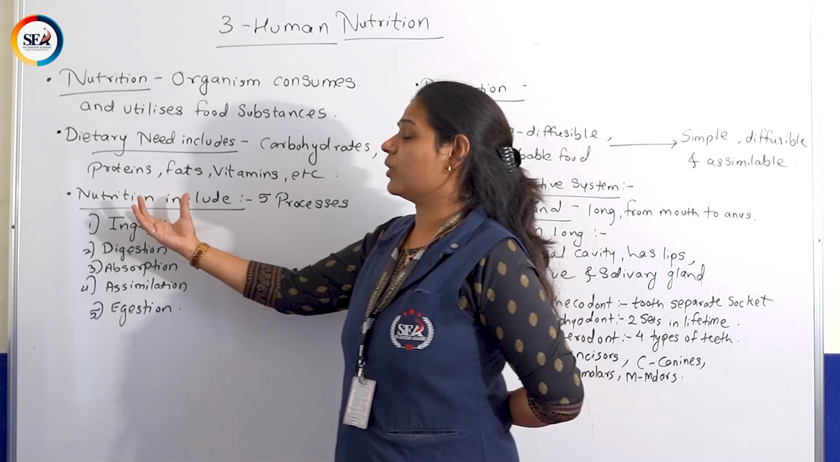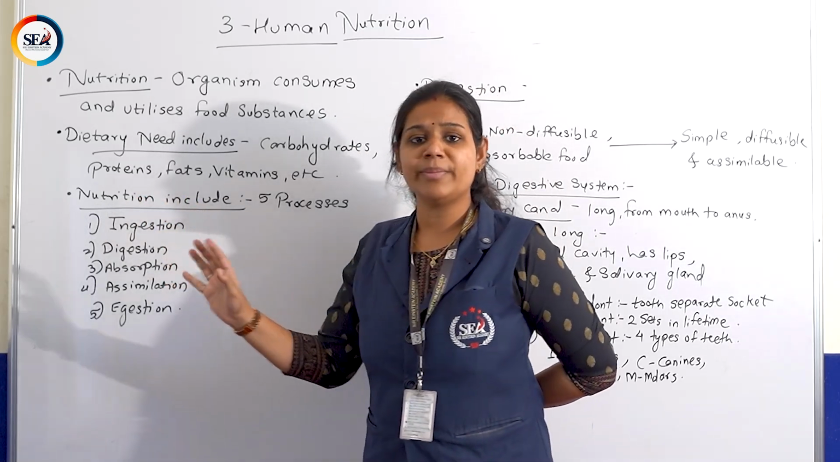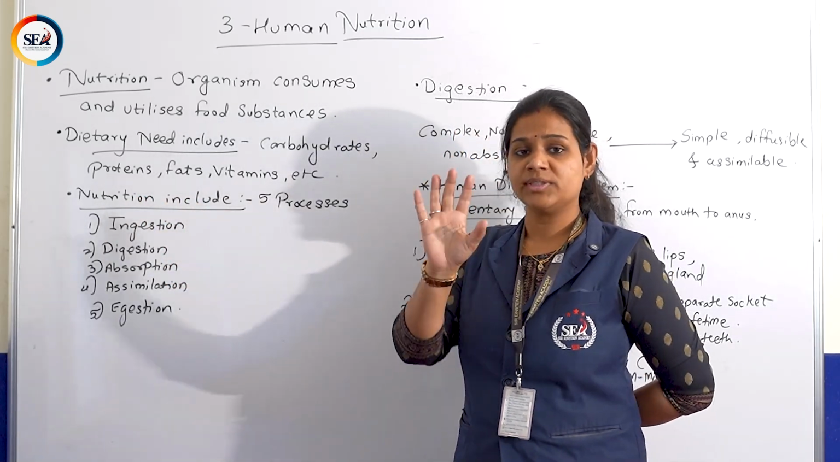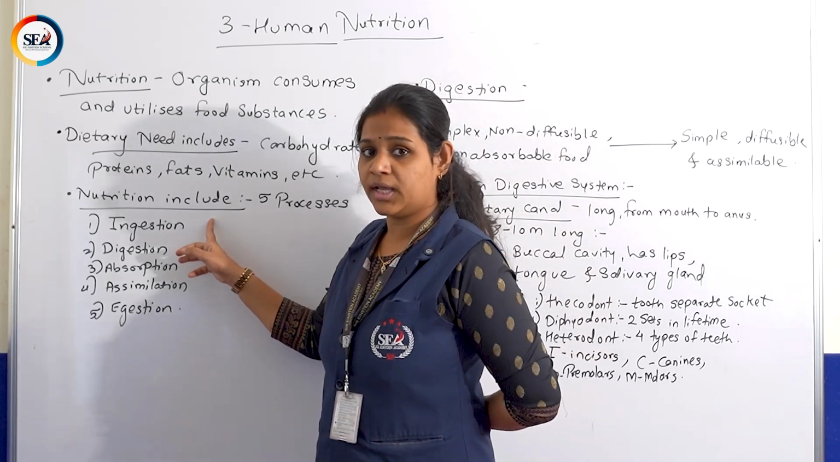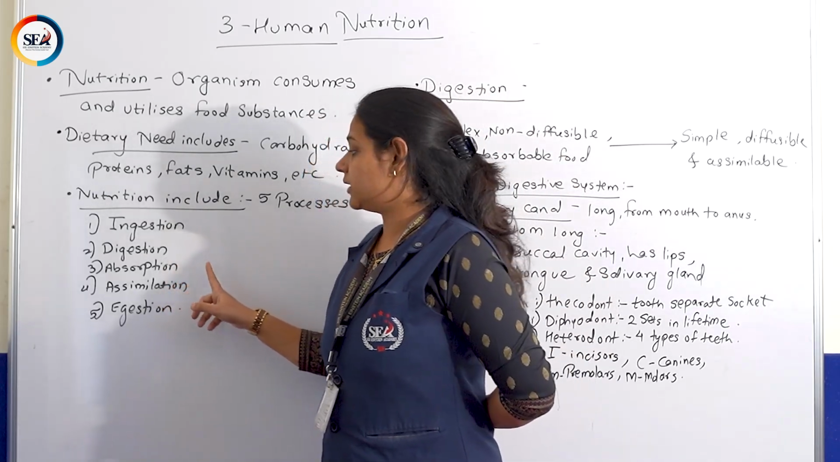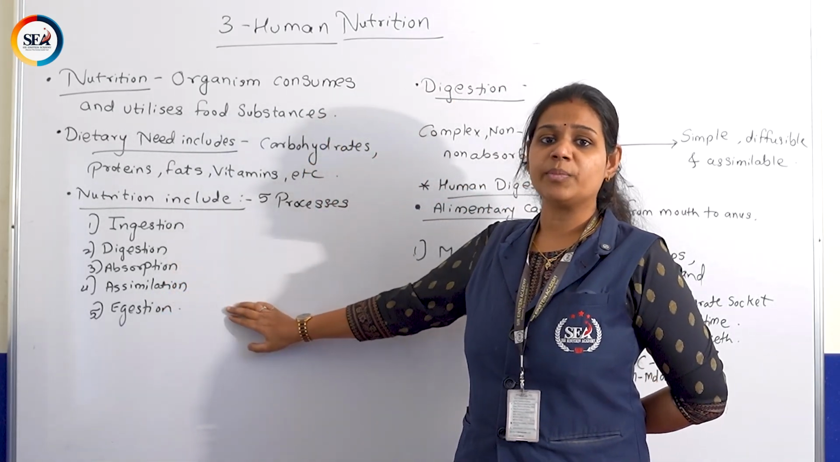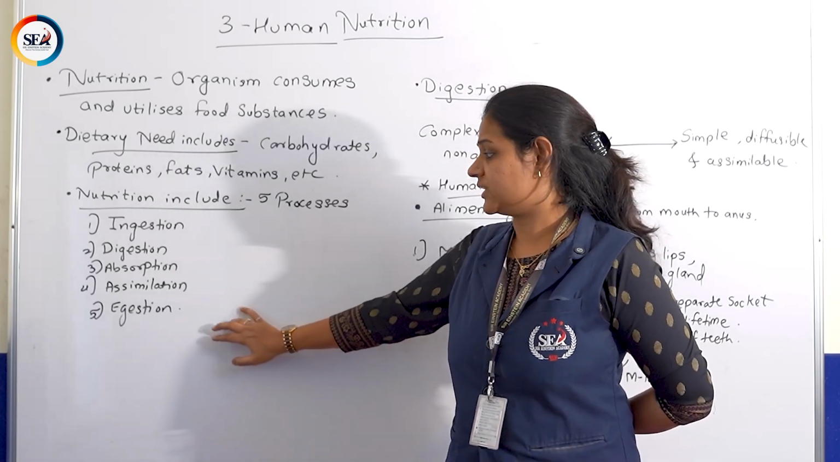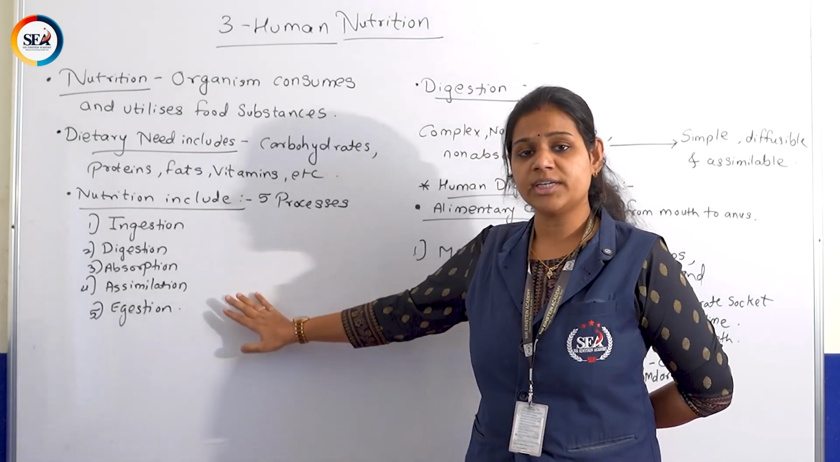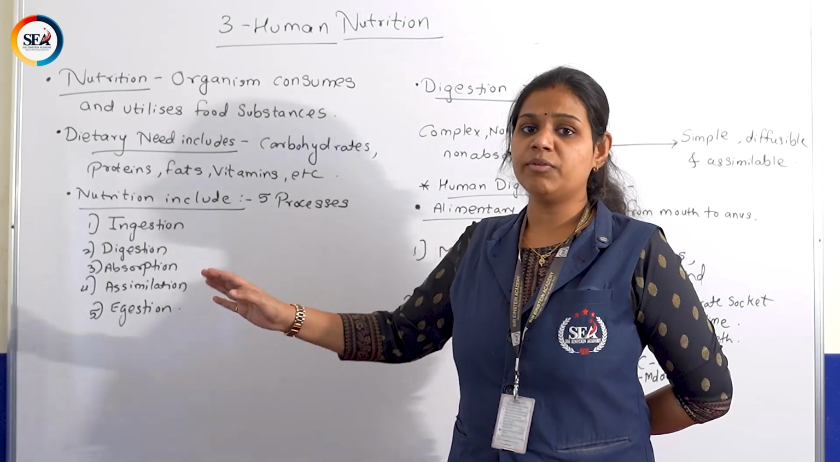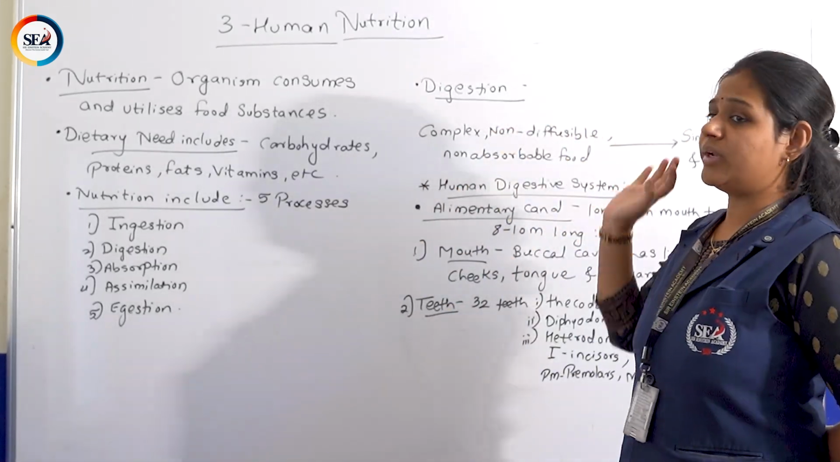Next, we are going to study what nutrition includes. So nutrition basically includes 5 basic steps or processes. First is ingestion, second is digestion, third process is absorption, fourth process is assimilation, and fifth process is egestion. We are going to study all these processes one by one. Before that, we will see what is meant by digestion.